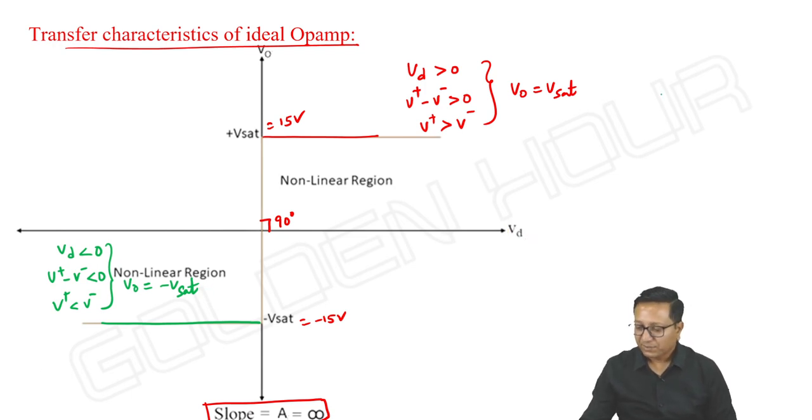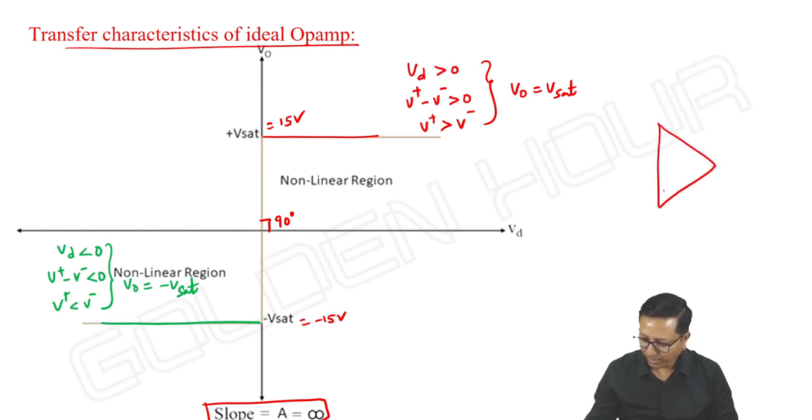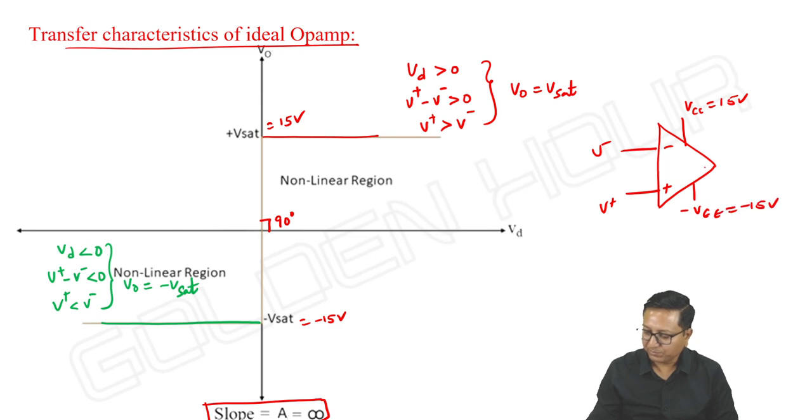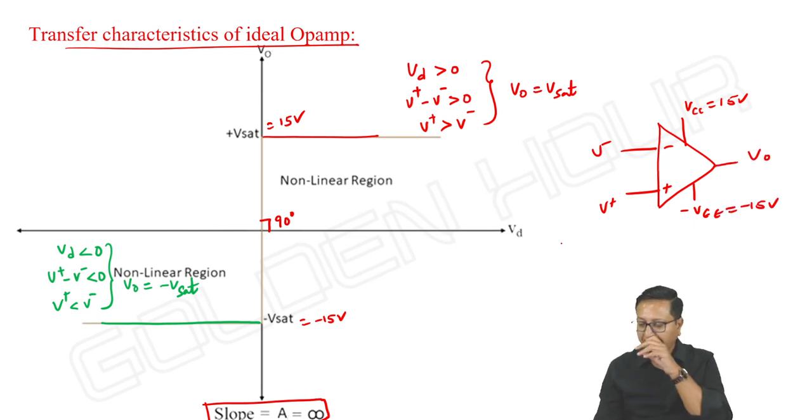Means if you take the op amp in open loop configuration, take inverting and non-inverting terminals V plus and V minus. Generally I am writing 15 and minus 15, but they need not be. So if A is approaching infinity, what we can write?